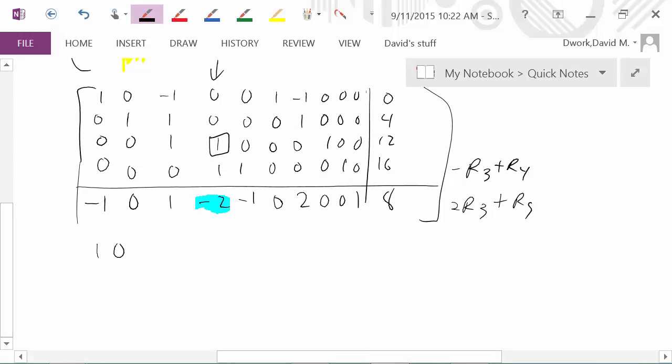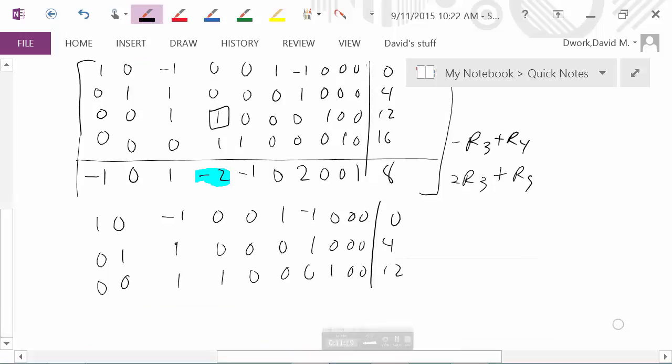Row 1, not changing. And actually, I'll pause the video while I fill in these. Okay, I just filled in the rows that didn't change. So now we're on to our row 4, where we used this one and this one to make a 0 in the spot. So therefore we just did negative row 3 plus row 4. So therefore I get 0, 0. Okay, negative row 3 plus row 4 will make a -1. -1 plus 1 makes 0. Negative 0 plus 1 makes 1. 0, 0, -1, 1, 0. Okay, -12 plus 16 makes +4.